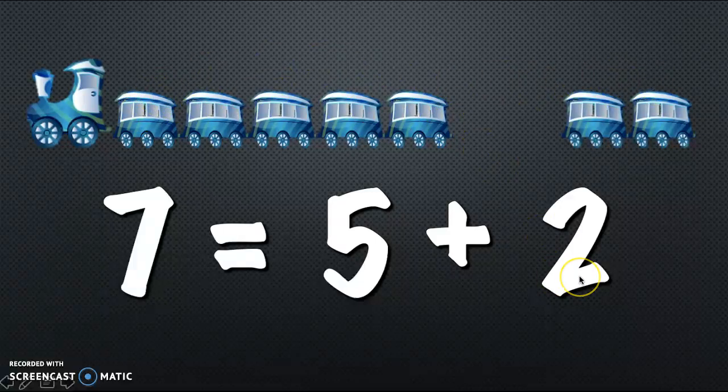Good. Where did this 2 come from? Yeah, that was one of the parts of the cars. We have 2 right there. Good. And that 5 came from where? Yeah, that was the longer chunk of the train, right?